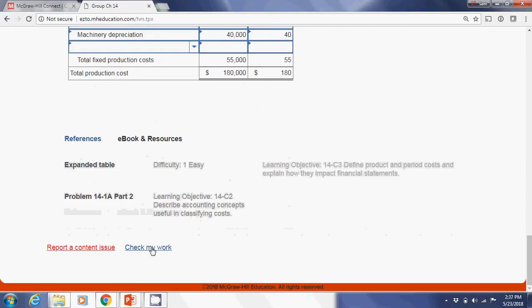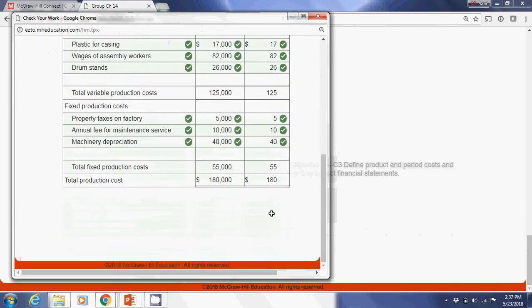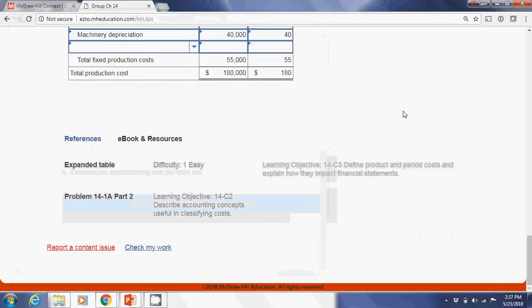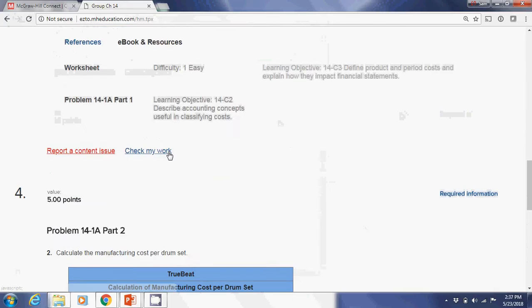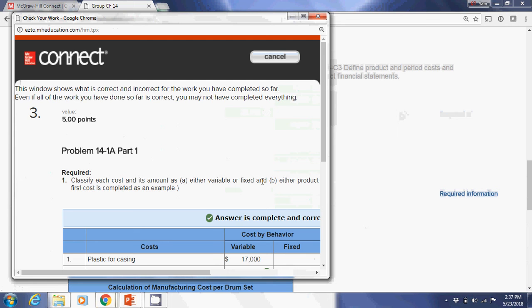Let's go ahead and do a quick check my work on this. Let's just make sure everything looks good. Answer is complete and correct. So it looks like we're good to go there on this one. I don't think I checked the one up top. Let's check that one. And it is also saying that answer is complete and correct.